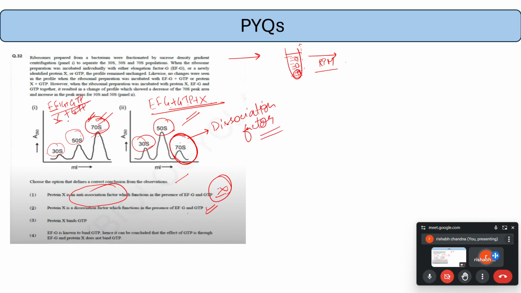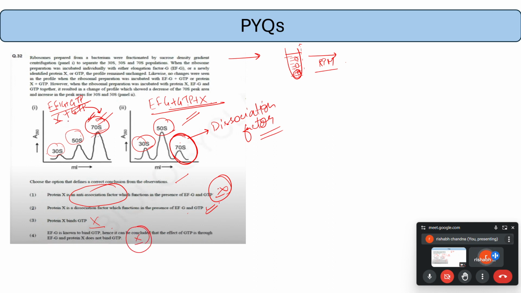Now the third option: protein X binds GTP. No, this has not been mentioned in the question, because when protein X was with GTP, it cannot function alone. So it cannot be concluded from this data whether protein X binds GTP or not. EFG is known to bind GTP, hence it can be concluded that the effect of GTP is through EFG. For the same reason, we cannot conclude whether X protein binds GTP or not. Maybe EFG can bind GTP and X cannot. So this option is also wrong.